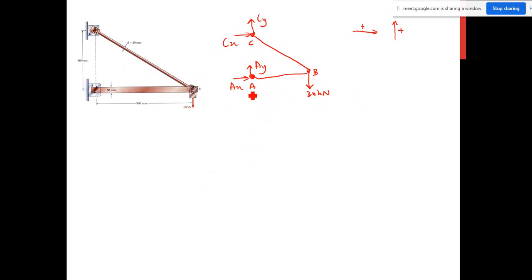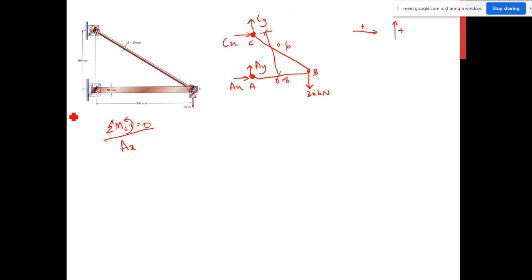Alright, let's start with the summation of moment at point C. Let's say counterclockwise is positive. So the summation of moment at point C, counterclockwise positive, equals 0. Now we are going to calculate the moment at point C. What you have here is AX. What is the distance here? 0.8. And the distance here is 0.6.